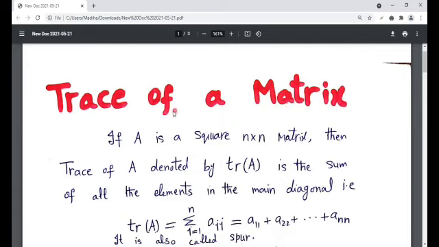Today we are going to discuss the trace of a matrix and some of its basic properties. First of all, what is the trace of a matrix? If A is a square matrix of order n cross n, then trace of A, denoted by tr(A), is the sum of all the elements in the main diagonal. Mathematically, we can represent it as trace of A is equal to summation i from 1 to n of a_ii.